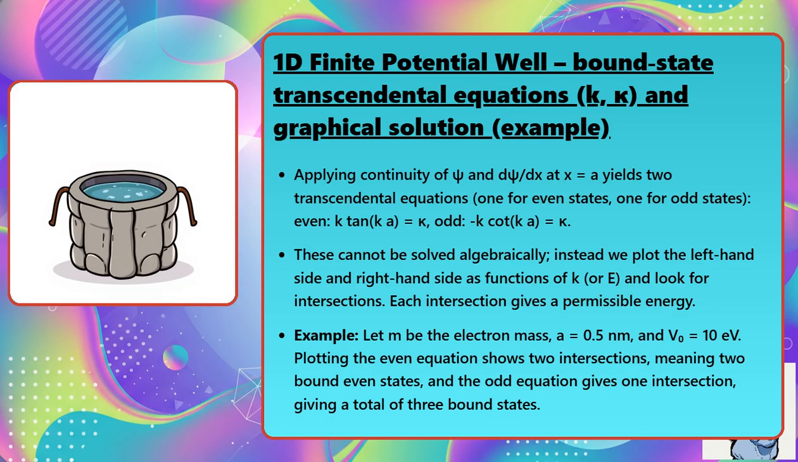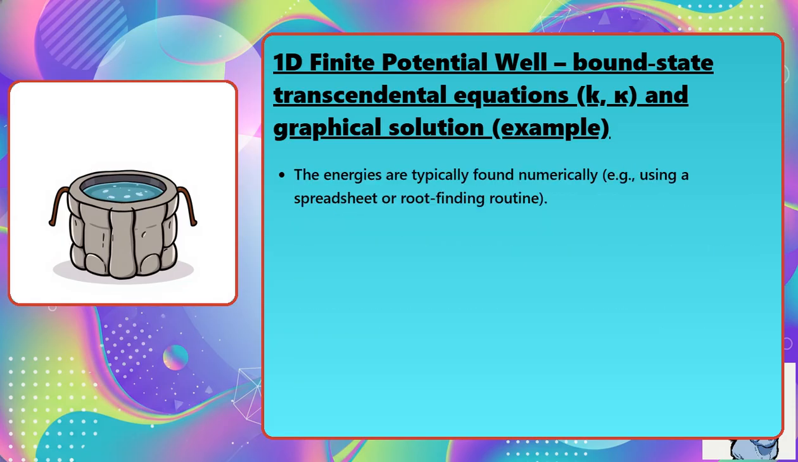Example: let m be the electron mass, a equals 0.5 nanometers, and V0 equals 10 electron volts. Plotting the even equation shows two intersections, meaning two bound even states, and the odd equation gives one intersection, giving a total of 3 bound states. The energies are typically found numerically, for example using a spreadsheet or a root-finding routine.